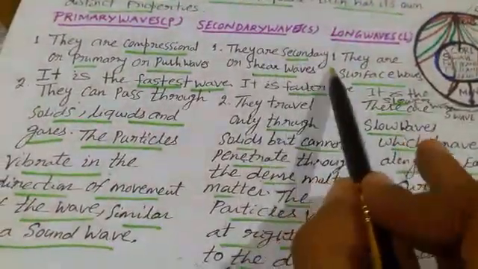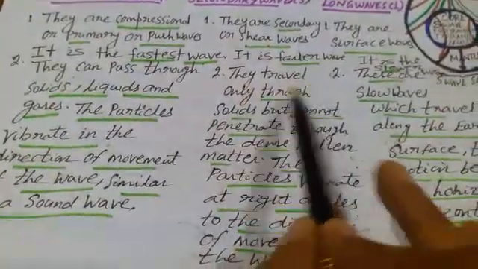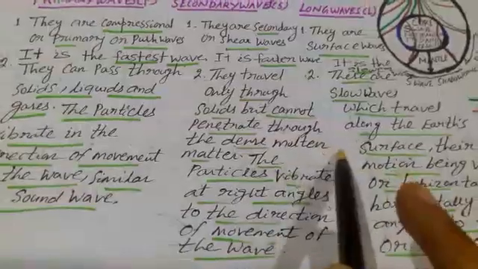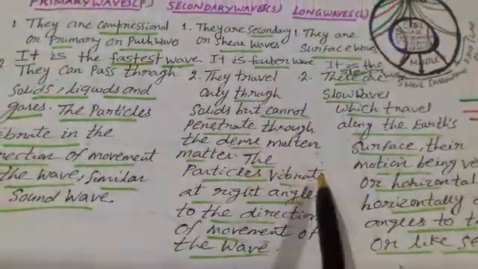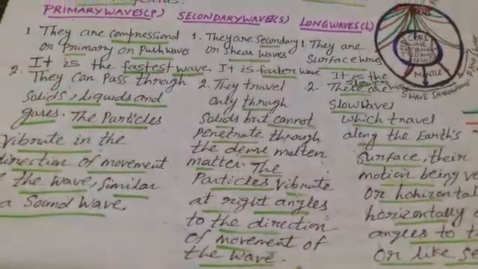Next one, secondary waves or shear waves. It is the next fastest wave. They travel only through solids but cannot penetrate through dense molten matter. The particles vibrate at right angles to the direction of movement of the wave.